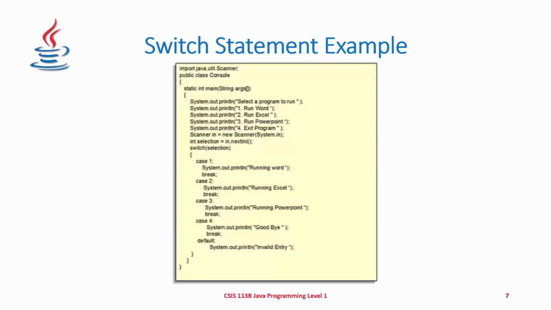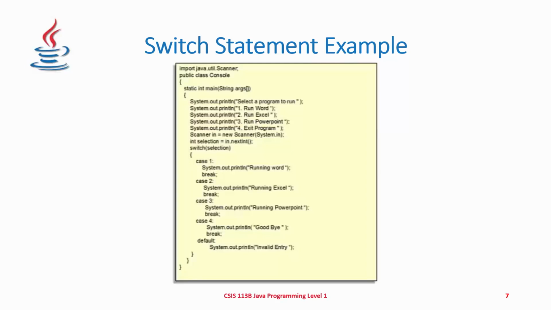Essentially, we're checking the input from a user to see whether they want to run a Word program, an Excel program, a PowerPoint program, or exit. So depending on whether they enter a 1, a 2, a 3, or a 4 is what we're checking for. You can see that we assign the integer selection variable the value of the input from the user. We use the selection variable then as the value we're going to test here in the switch block.